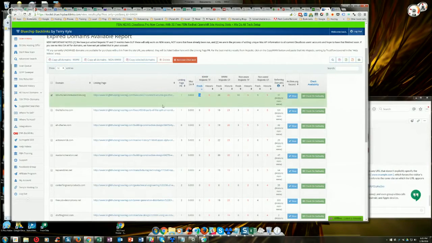I could look at PR numbers. It shows the citation flow numbers. And what's cool is I can actually go look at where the link is coming from, and this is the domain that's available for purchase. Okay, so I could go look at the page.